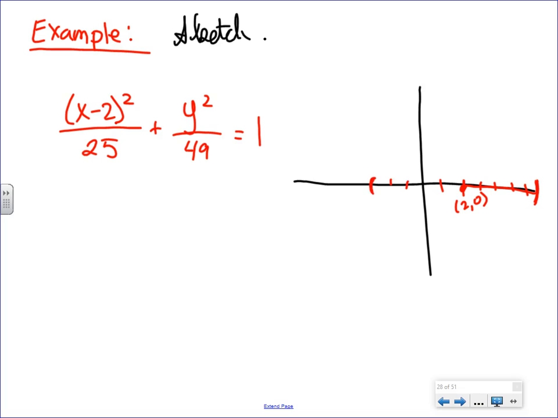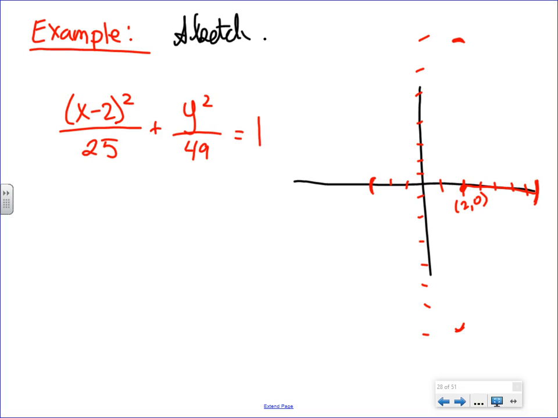Go 5 the other direction as well, right? So I have 5 to the right. I have 1, 2, 3, 4, 5 to the left. How much up and down am I going to go? From the center, right? It's a question.